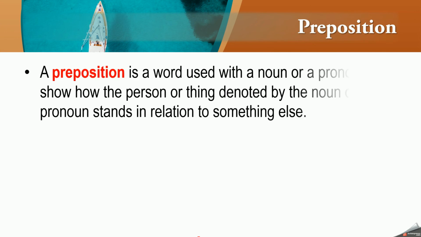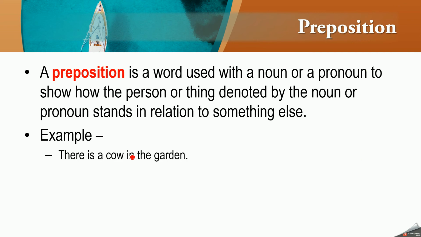Preposition. What are prepositions? A preposition is a word used with a noun or a pronoun to show how the person or thing denoted by the noun or pronoun stands in relation to something else. So prepositions are actually used to connect nouns and pronouns. How? There is a cow in the garden. So over here you can see there is a cow. Where? In the garden. So it is connecting this noun cow with this noun garden. Okay, so it is actually a connector. The girl is fond of music.